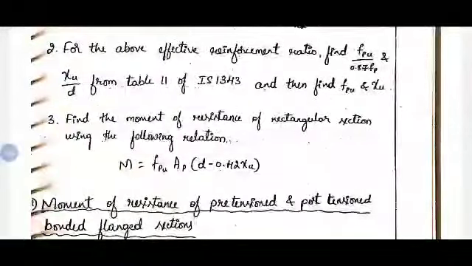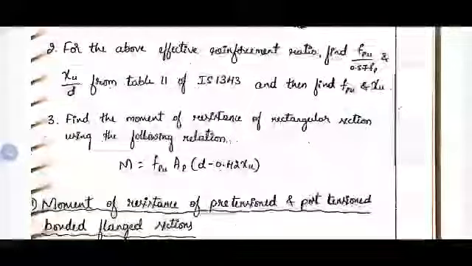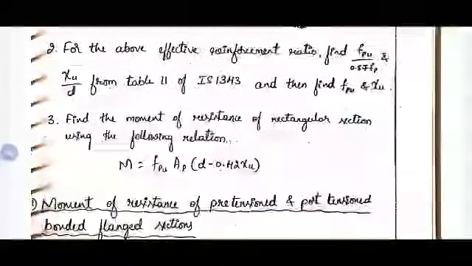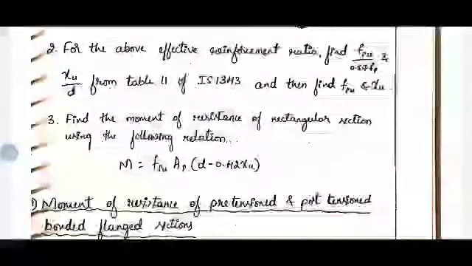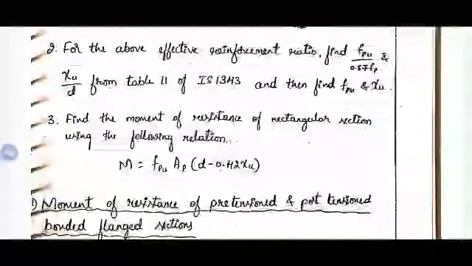Then moment of resistance by using the formula M equals FPU AP into (D minus 0.42 XU). So these are the 3 steps if the given problem is a rectangular section with bonded tendons.